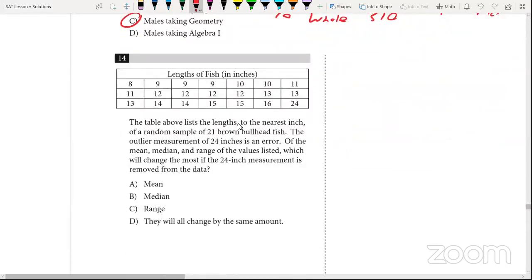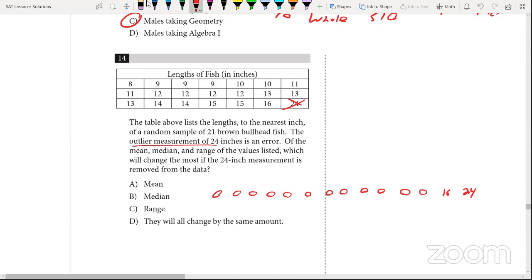Going over to number 14 now. We have a random sample. We have an outlier measurement of 24. That's an error. Which will change the most if the 24-inch measurement is removed from the data? So we have a bunch of pieces of data. So this is not to scale. It's not to match up with the number of pieces of data that we have, but we have a whole lot. And then the number 24 would have been the biggest one out of the bunch. So what's the next biggest number besides 24 in this situation is the number 16.